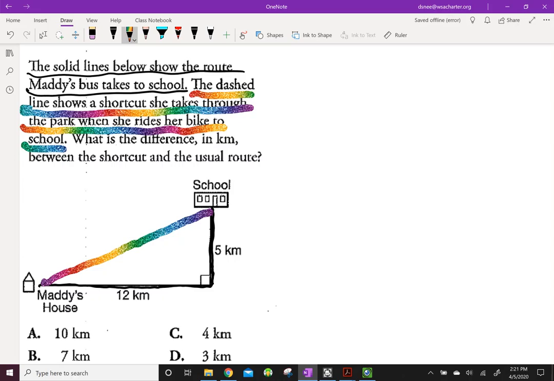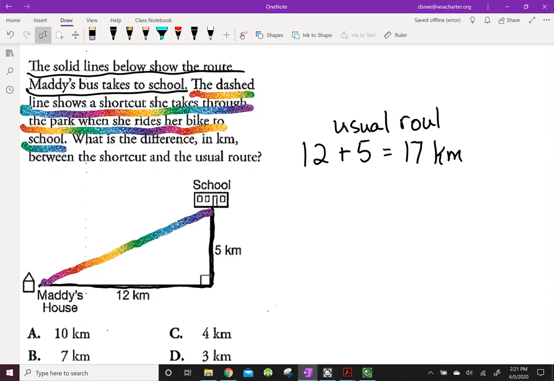What is the difference in kilometers between the shortcut and the usual route? All right, so the usual route is 12 plus 5. Right, so the usual route is equal to 17 kilometers. That's the usual route.